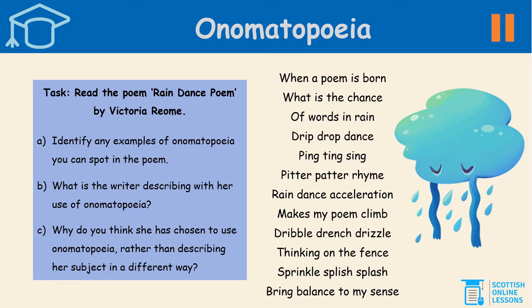You'll see a poem on screen. It's called Rain Dance Poem by Victoria Riom. I want you to read the poem and then identify any examples of onomatopoeia that you can spot. Then identify what the writer is describing with her use of onomatopoeia. And finally, explain why you think she's chosen to use onomatopoeia rather than describing her subject in another way, maybe by stating exactly what it is. Why has she used these sound words in order to get across what's happening in the poem? Pause the presentation and try to answer those 3 questions.